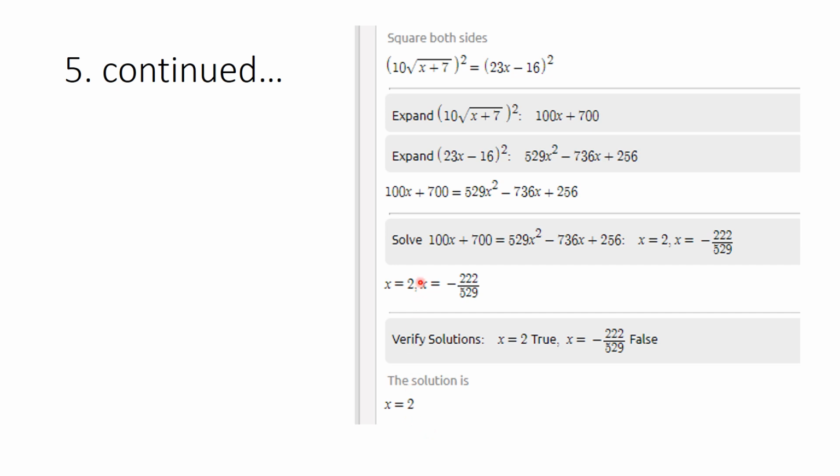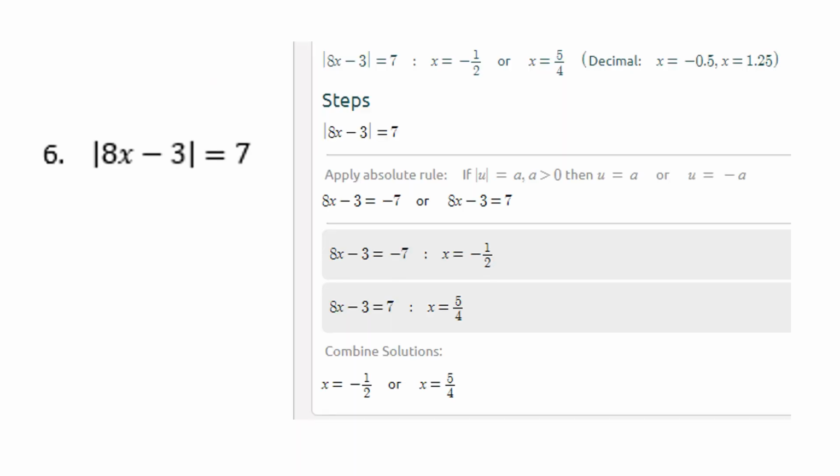So give yourself 5 points, or give yourself this way. Give yourself 6 points if you got both of these, and if you rejected the two, you can give yourself the full credit on the problem. The problem is worth 10. Here's an absolute value problem. There were two solutions. x is either minus 1/2 or x is equal to 5 over 4.